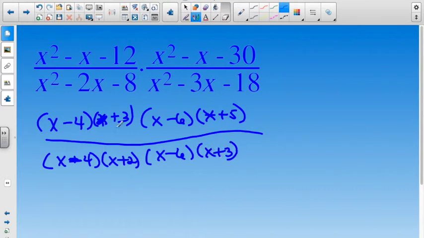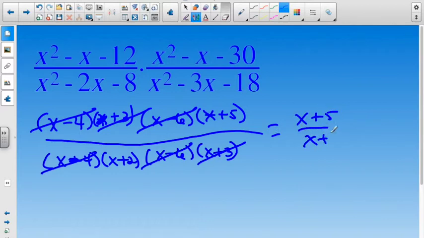Now, if I look at this, we're factoring. We have 4 factors on top, 1, 2, 3, 4, and 1, 2, 3, 4 on the bottom. I'm looking for like terms. I have an x minus 4 and an x minus 4. Those can go away. An x minus 6 and an x minus 6. Those can go away. An x plus 3 and an x plus 3. Those can go away. So that leaves me with x plus 5 over x plus 2.